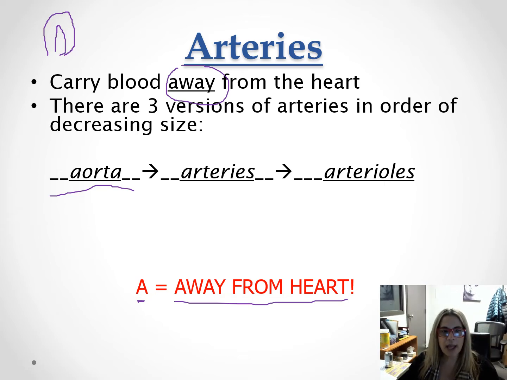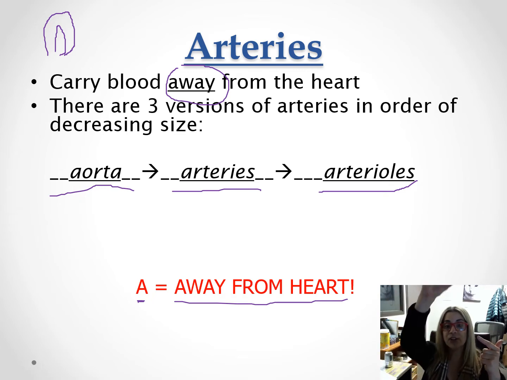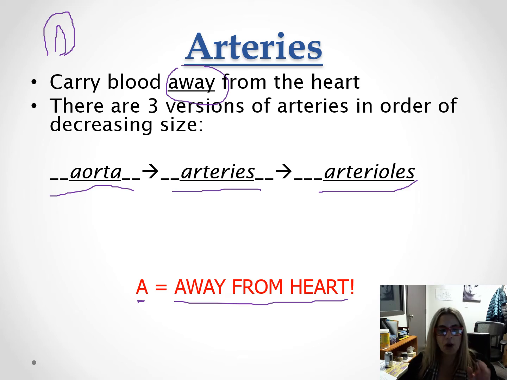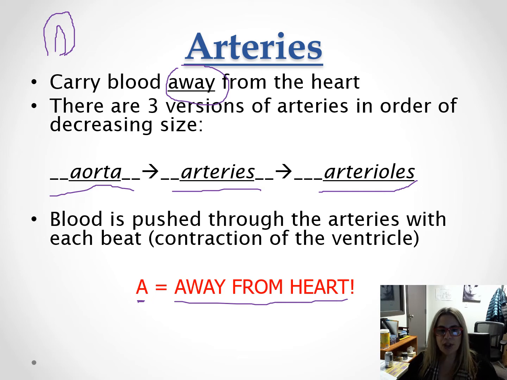And then we narrow into arteries, and then we narrow into the tiniest of them all, called the arterioles. Okay, so aorta the largest, then arteries. So you can think of like the carotid artery, the femoral artery. Those are those big arteries that kind of branch off of the aorta. You have a dorsal aorta that goes down your back, and then we have arterioles, which are much smaller than the other 2 versions. Blood is pushed through the arteries with each beat of your heart and contraction of that left ventricle primarily.